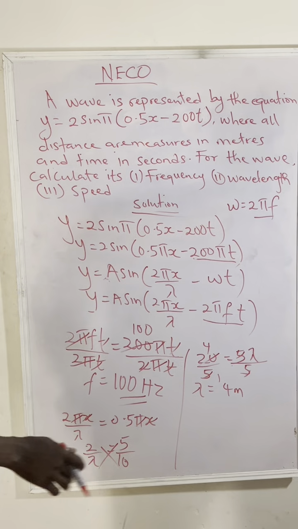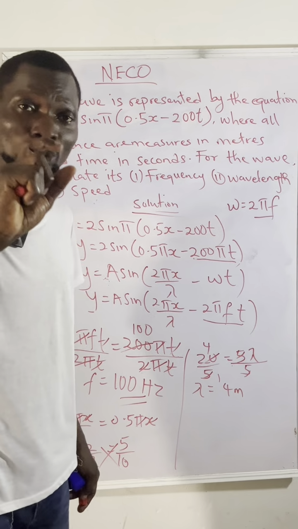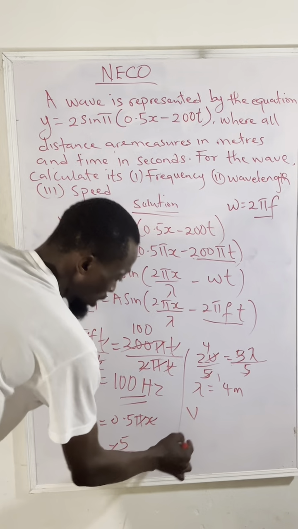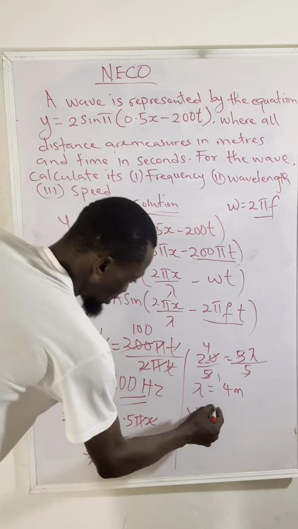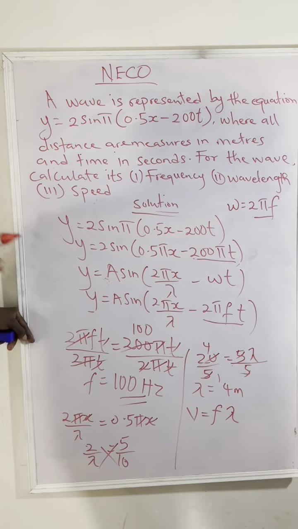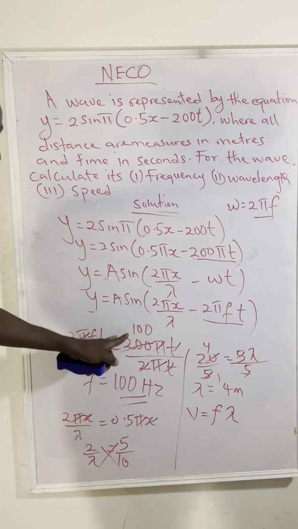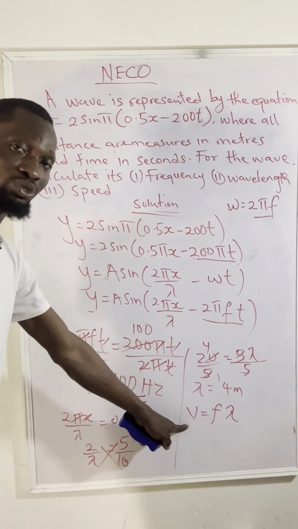Once we are done with that, the question asks finally for speed. You yourself should know the formula for the speed of a wave. The speed v is equal to frequency times wavelength. That is why you must get your frequency and your wavelength right, otherwise you will fail this last question.